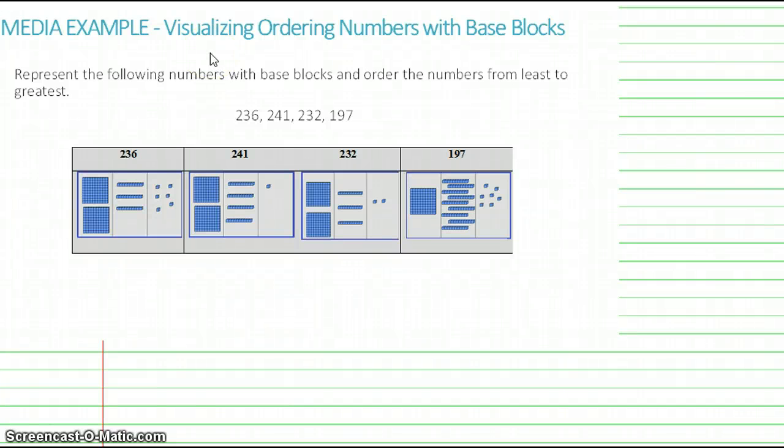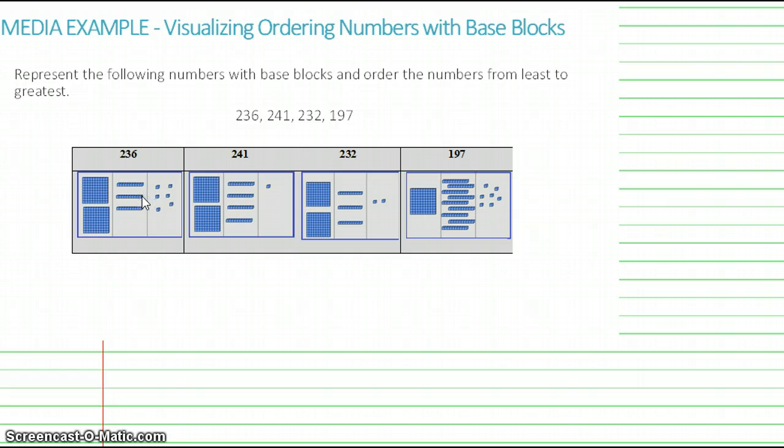In this example, we're going to visualize ordering numbers with base blocks. Represent the following numbers with base blocks and order the numbers from least to greatest. So to order numbers, it means to write them from least to greatest from left to right. Now I've already represented them with base blocks using the NLVM site, but you should write these down in your mini lesson packet as well.